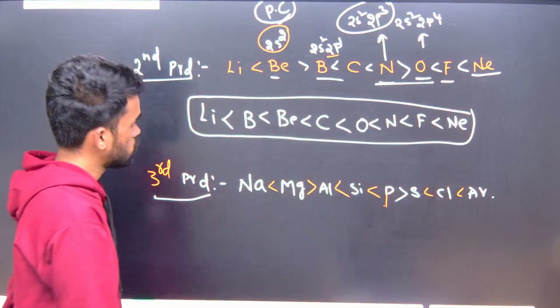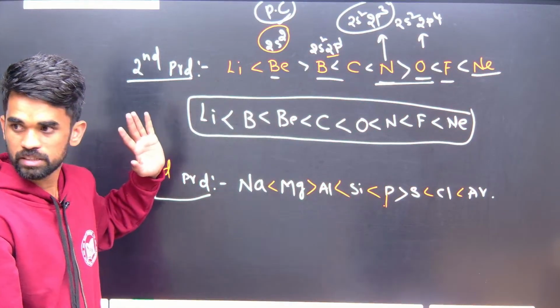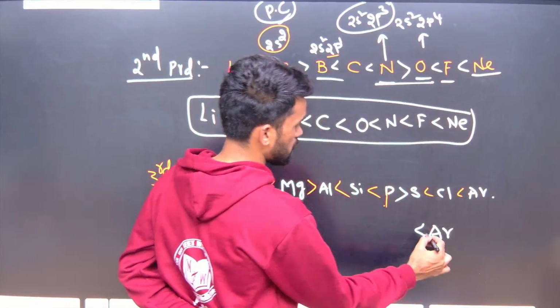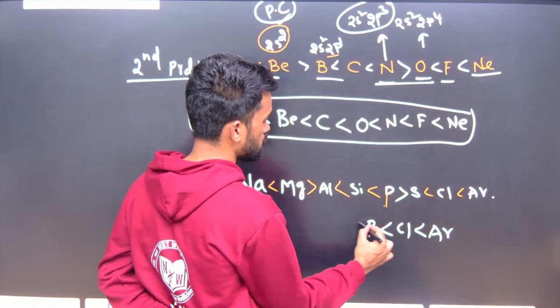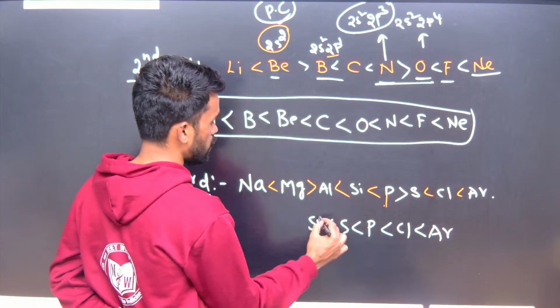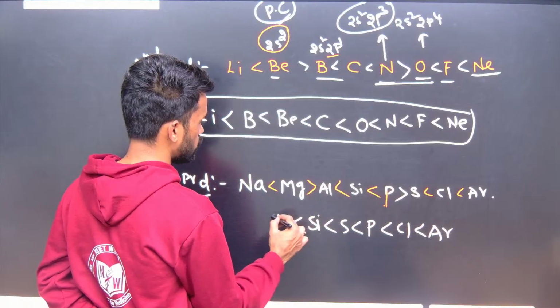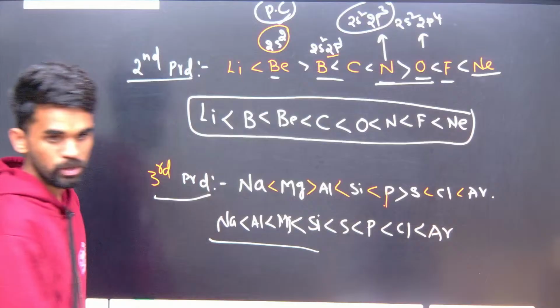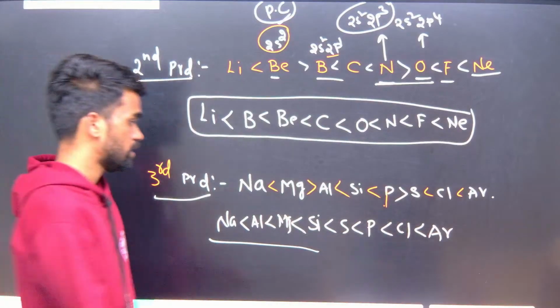That's it. So arrange the same like that. Okay, so what is the finalized order? You will get argon, maximum, chlorine, next phosphorus, sulfur, silicon, magnesium, and least is sodium. This will be your order. Is that clear? Done with this.